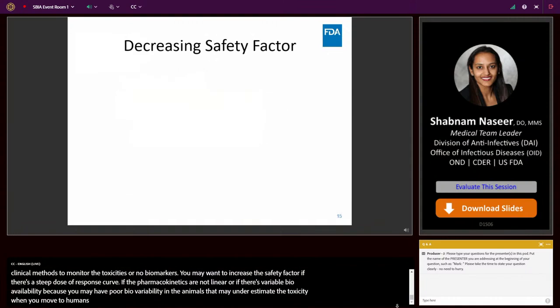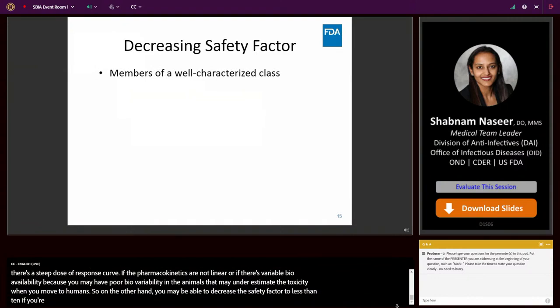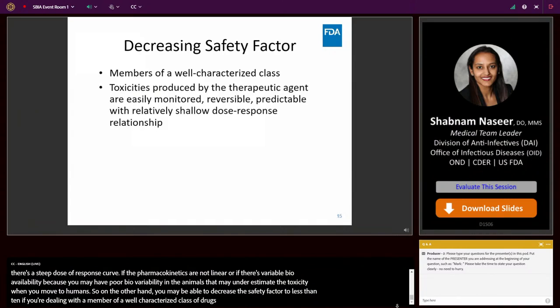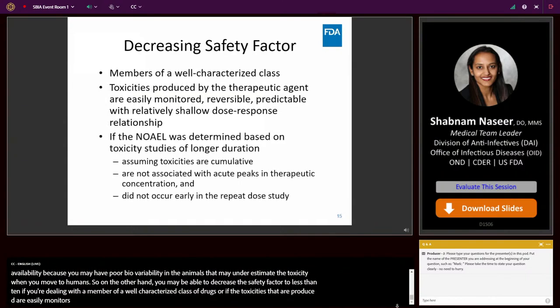So on the other hand, you may be able to decrease the safety factor to less than 10 if you're dealing with a member of a well-characterized class of drugs, or if the toxicities that are produced are easily monitored, reversible, or predictable, or if the NOEL was determined based on toxicity studies of longer duration, you might have a bit more reassurance in reducing the safety factor.